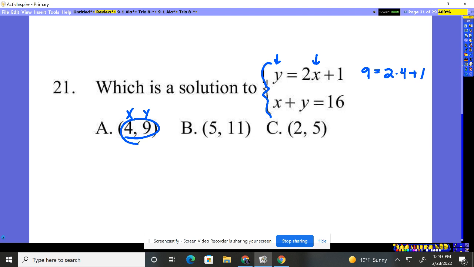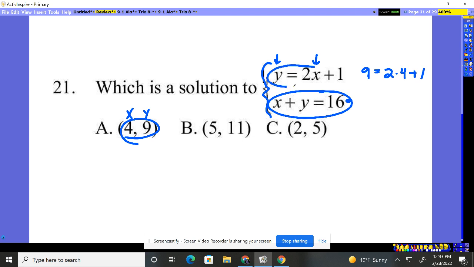But does it work down here? Does 4 plus 9 equal 16? No, it does not. So trying to plug 4, 9 into this equation will not work. Let's try 5, 11. Well, looking at this equation right here, 5, 11 does work. 5 plus 11 is 16.